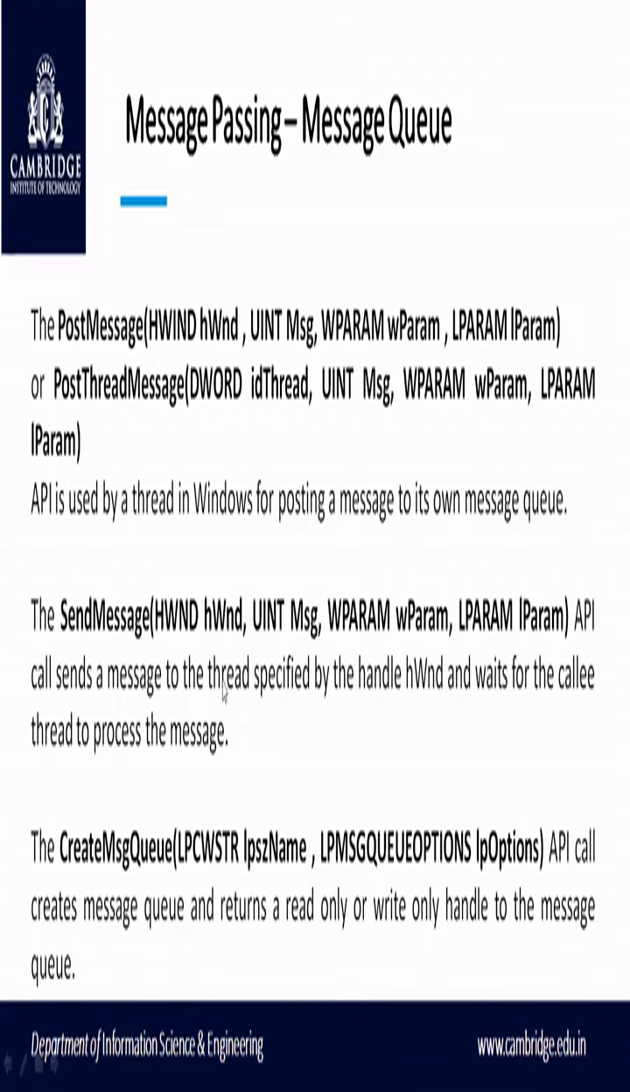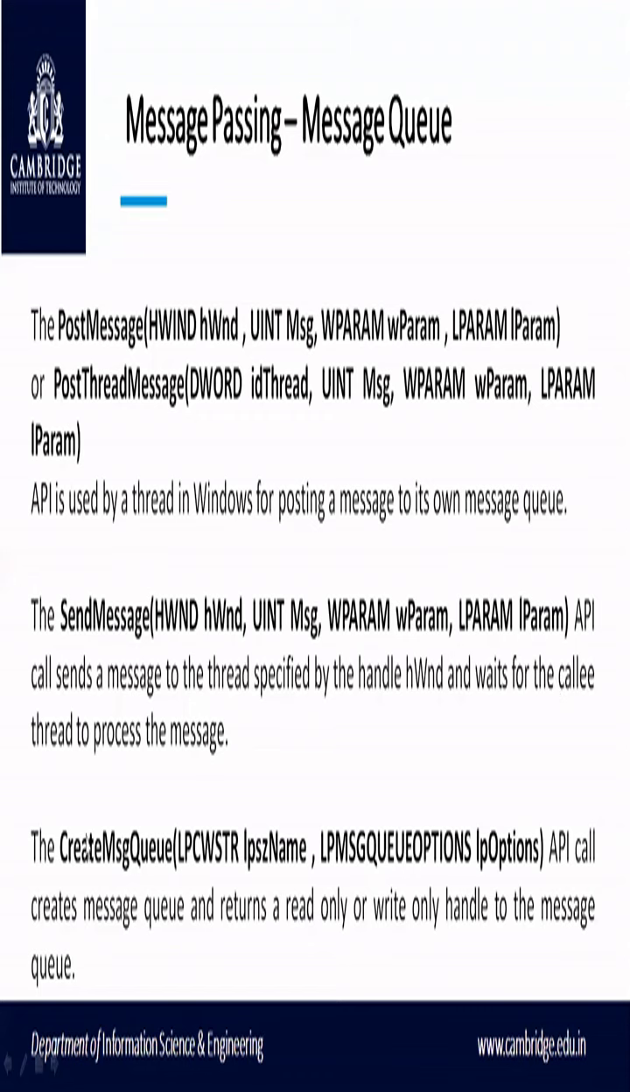This API call sends a message to the thread specified by the handle HWND, and waits for the callee thread to process the message. Using the send message method, it can send a message to the destination, whatever process or thread you want to communicate with. You need to specify that, and to that specified thread or process this message will be sent, and it is going to wait for the callee, that means the other process or thread, to process the message.